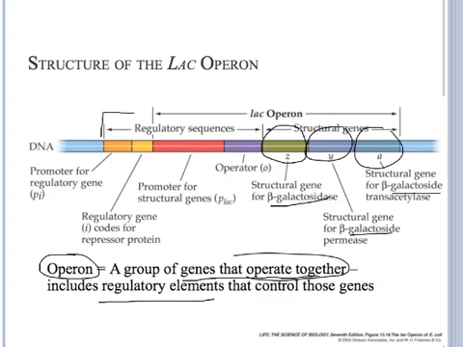And then I have a bunch of regulatory sequences. Of all these, I want to point out 2 to you. I want to point out the promoter. We already know, remember, the promoter is where RNA polymerase is going to bind if it's going to transcribe this gene.